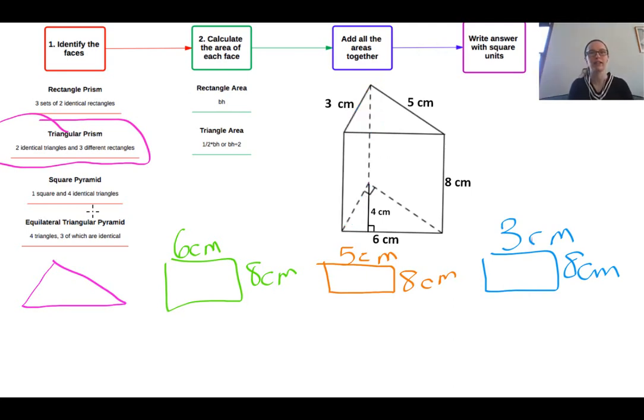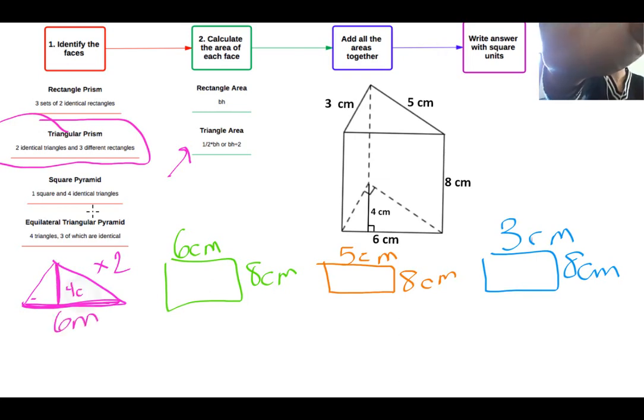So now we need to calculate the area of each face. To calculate the area of the triangle, I'm going to do base times height divided by 2. The base of the triangle is 6 centimeters, and the height is 4 centimeters. I know the 6 centimeters is the base because it's perpendicular, 90 degrees, to the height. So to calculate the area, we're going to do 6 times 4 divided by 2 and get 12.